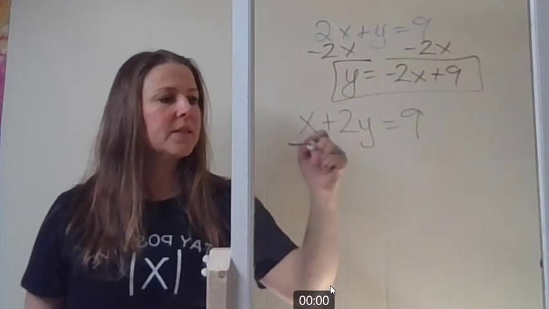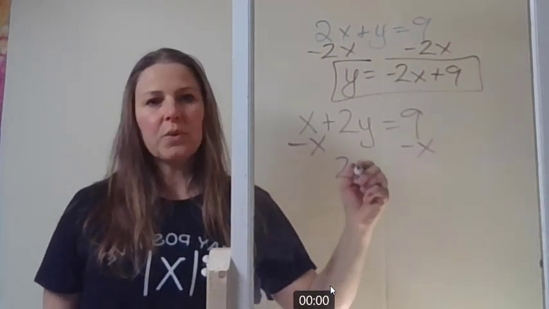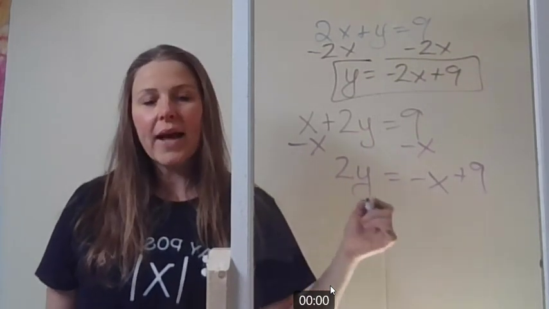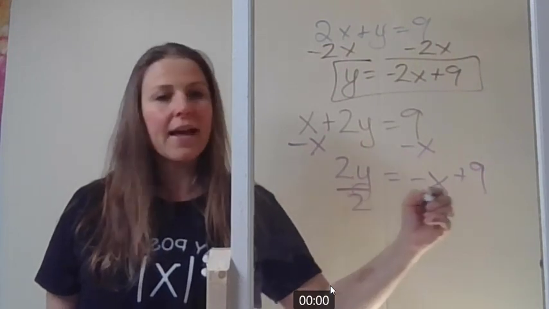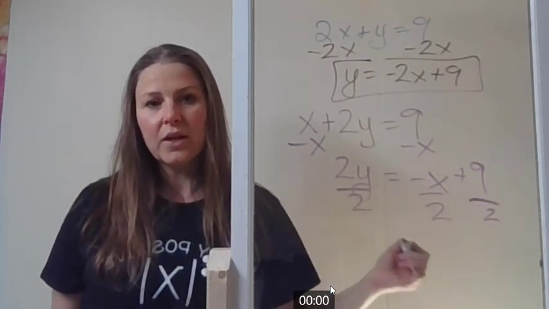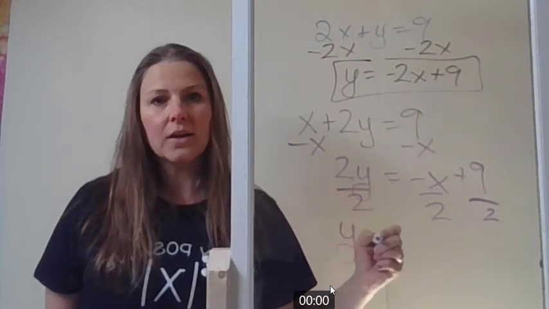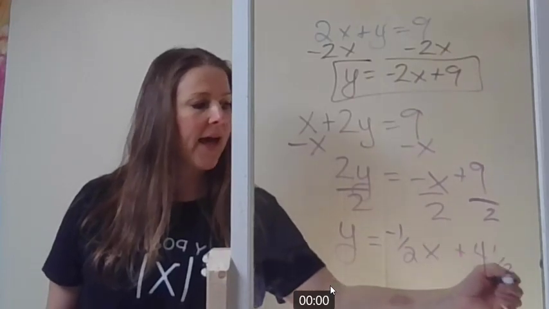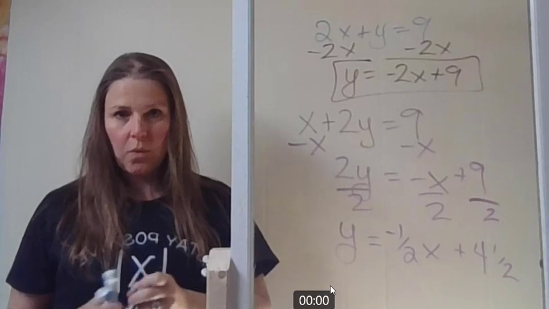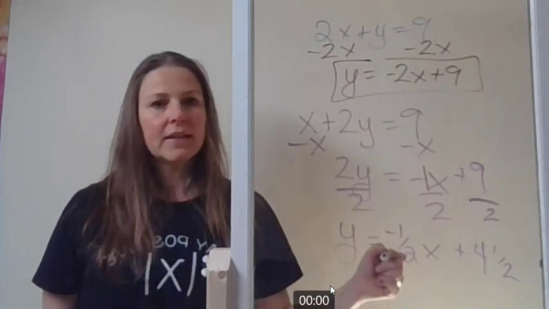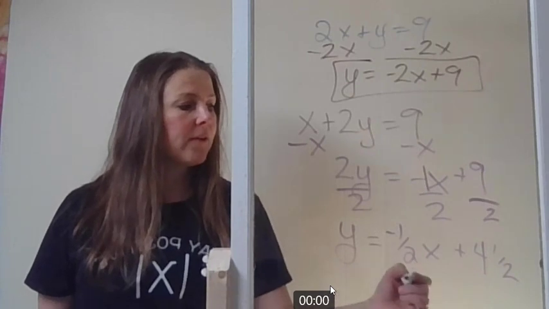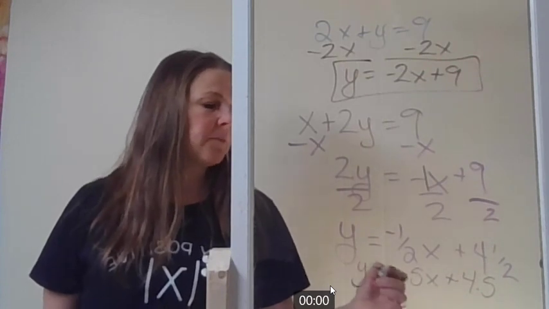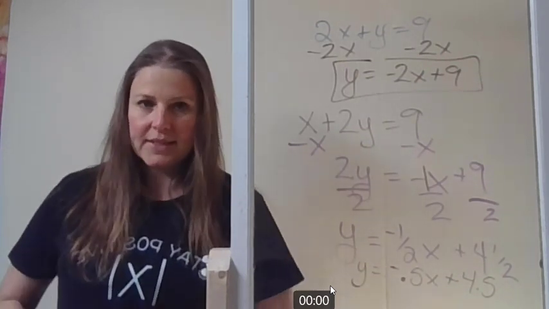All right, in this one, you would subtract x from both sides. So you have 2y equals negative x plus 9. And then in order to get the y alone, we need to divide every single thing by 2. So your final answer would be y equals negative 1/2 x plus 4.5. So we know that's a negative 1/2 x because this is a negative 1 in front of the x. If you put 0.5x plus negative 4.5, that's also acceptable. Sometimes it's just easier to keep things in fraction form.